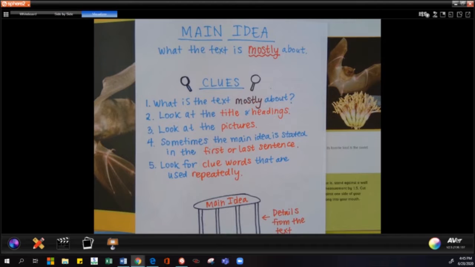We're going to take a look at one section of animal tongues today. So remember the clues to refresh your memory. Main idea is something we do after reading nonfiction text. Here's some clues to help us. Read this with me. Number 1, what is the text mostly about? Good. Number 2, look at the title and headings to help us.